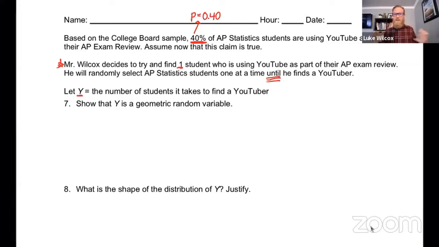And in this case, we don't know how many trials. I might find my first YouTuber on the first try, or the second try, or the 18th try, but we do not have a fixed number of trials here. So this is what's called a geometric random variable.